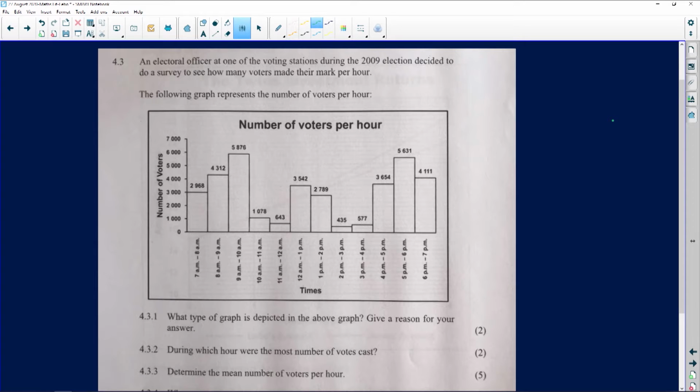This is a histogram. The question says to us, an electoral officer, I almost said electrical, an electoral officer at one of the voting stations during the 2009 elections decided to do a survey to see how many voters made their mark per hour. So we know that we're going to be working with per hour in this particular case. It says to us, the following graph represents the number of voters per hour. So we know we're working with per hour. And the nice thing is that it's emphasized over and over again.